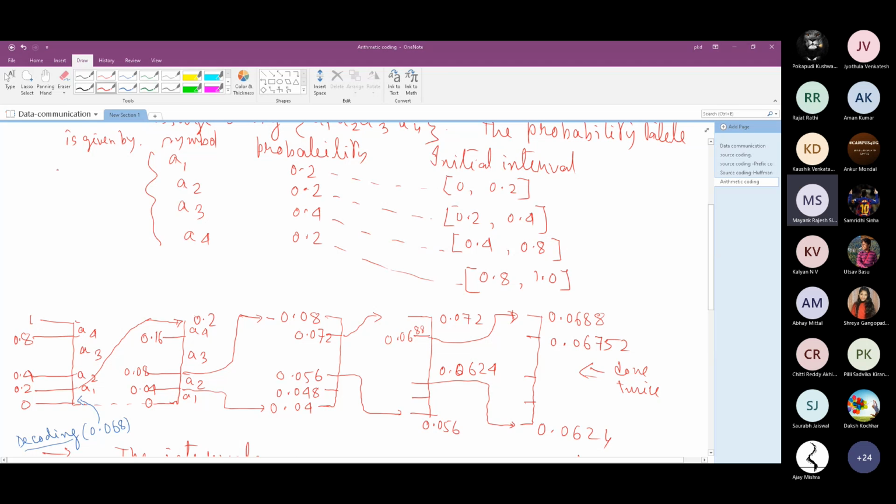So it is not necessary that the intervals will end at one, right? Because some symbols can be repeated. Yes, some symbols can be repeated. Okay, sir.